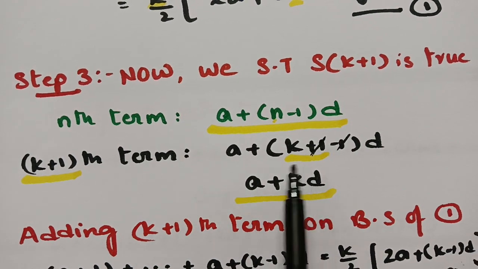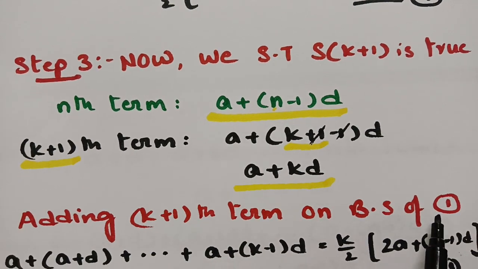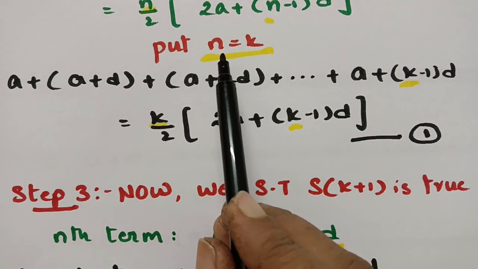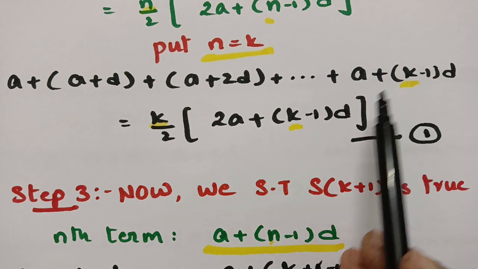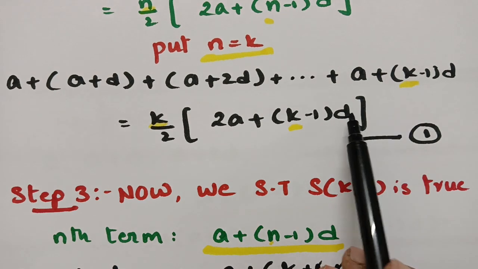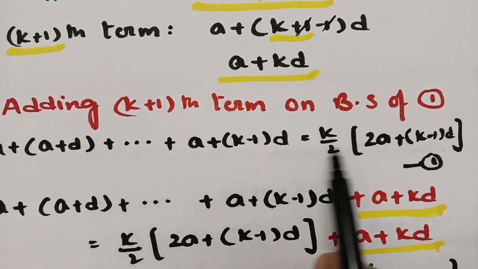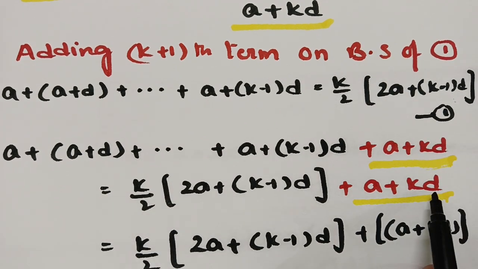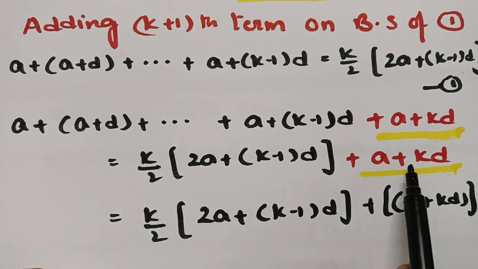Now this (k plus 1)th term should be added on both sides of equation 1. So what is equation 1? Equation 1 is nothing but the equation after substituting n equal to k. We assumed this as equation 1, and on both sides, LHS and RHS, we are going to add this (k plus 1)th term. So now this is equation 1 and we have added a plus kd on both sides of the equation. Here this is the LHS part and this is the RHS part.